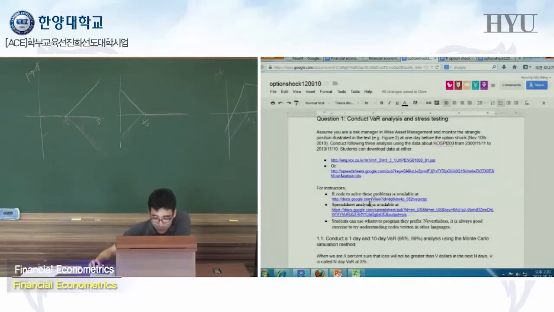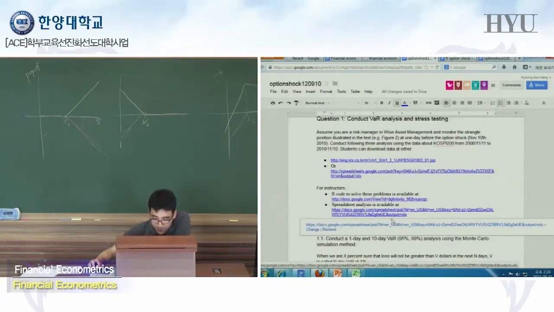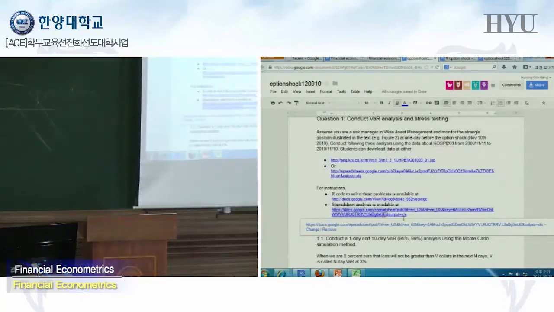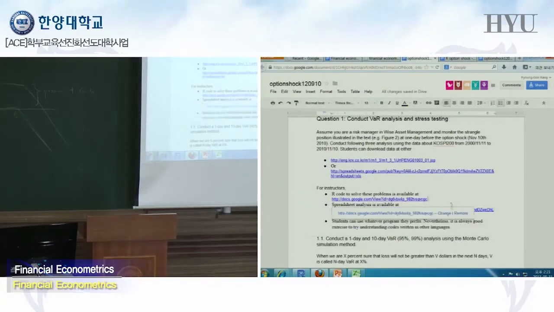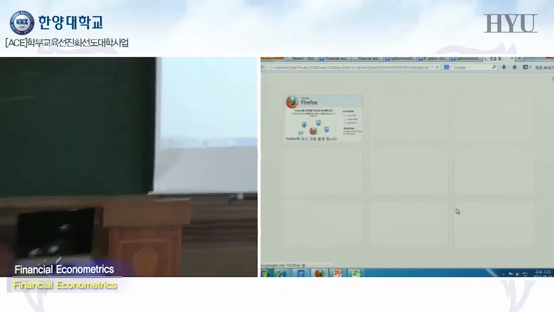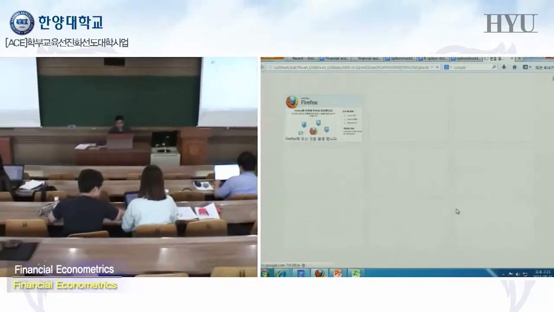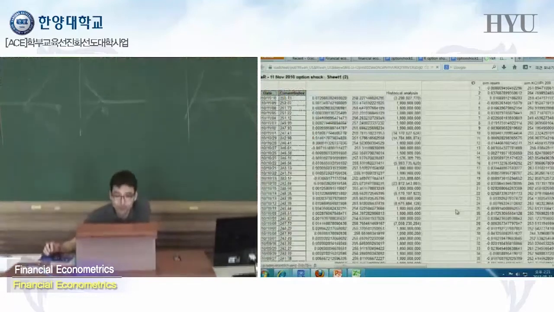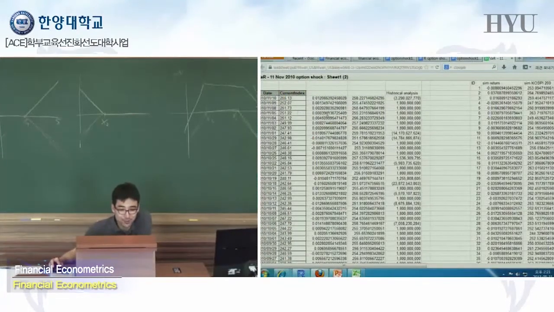Spreadsheet analysis is available here. I think this is maybe better. Okay, here it is.